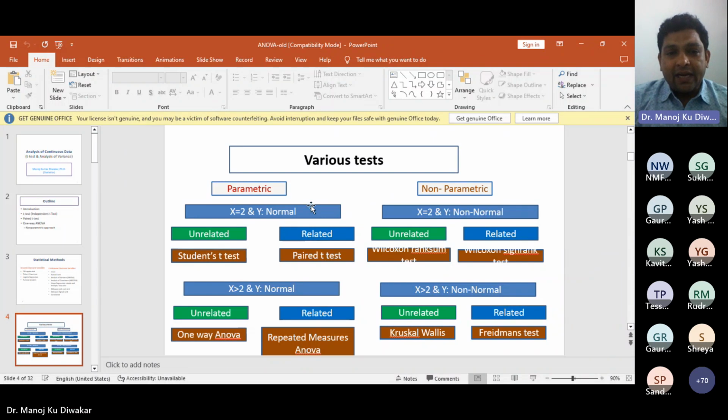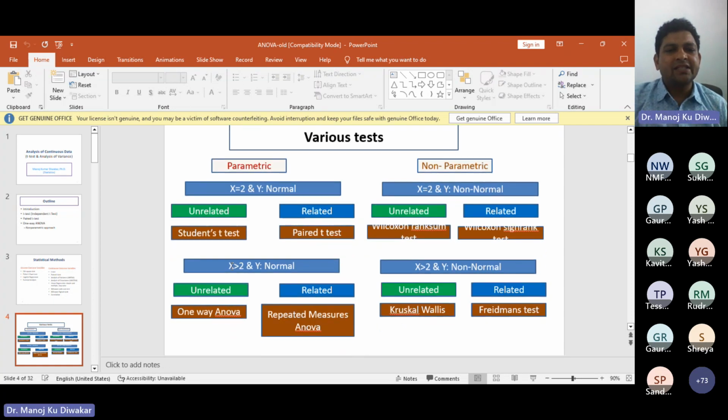If y is not normal, I'm talking about the non-parametric case. If x equals 2 and y is not normal, then we go for either the unrelated or the related sample. For the unrelated, we go for the Wilcoxon rank sum test, and for the related we go for the Wilcoxon signed rank test. These two tests we can follow and go ahead with.